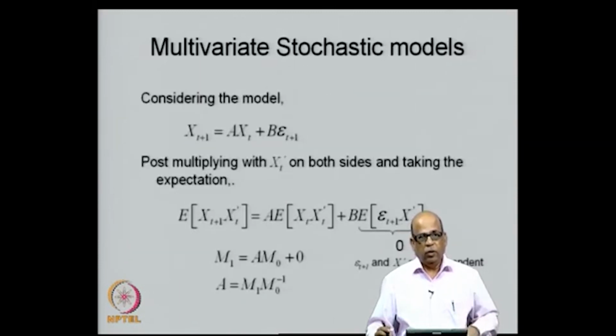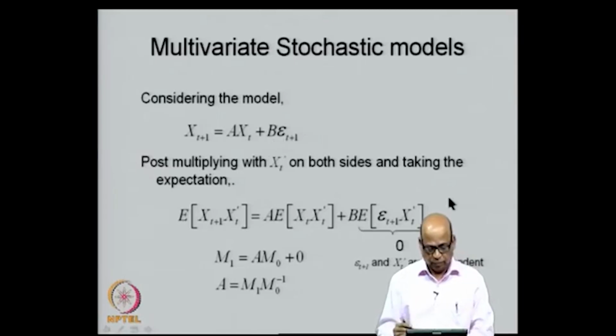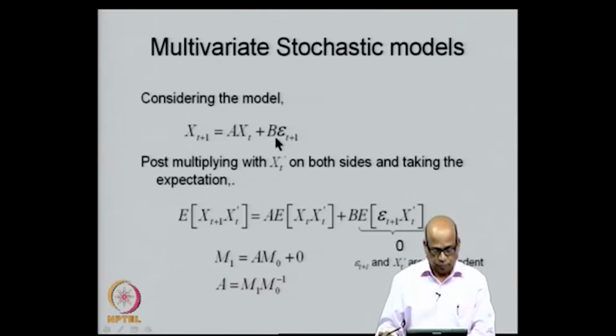Alright, now we will look at this model: x t plus 1 equals a x t plus b epsilon t plus 1. This is a p by 1 matrix, this is p by p, p by 1, p by p, p by 1. Now, what we will do is make sure that we get expressions for a and b in terms of M 0 and M 1. Do not lose sight of the fact that M 0 and M 1 are completely determined based on the data. So, the moment you have data, you can determine M 0 and M 1, and therefore, we should be able to express a and b in terms of M 0 and M 1.